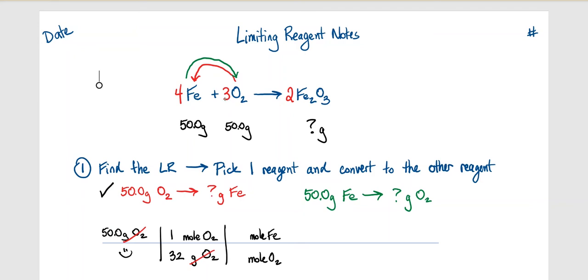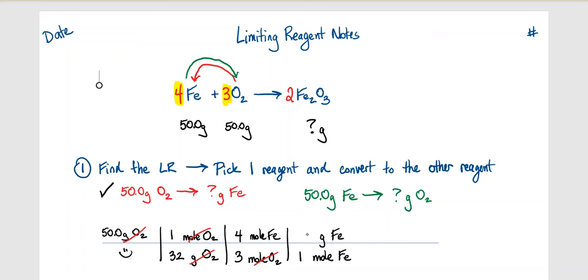Let's see, the mole ratio is 3 to 4, so it's 3 moles of O2 for every 4 moles of iron. Moles of oxygen will cancel. Again, we're going to grams of iron, so we're not there yet. This unit always comes down here: the relationship between moles of iron and grams of iron.